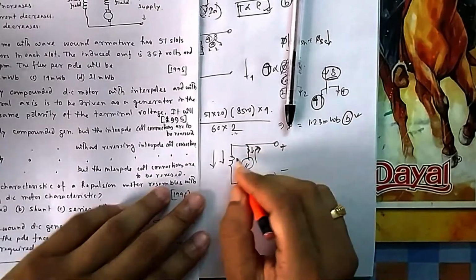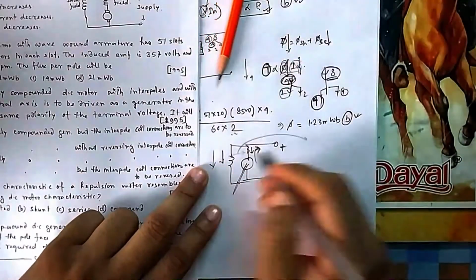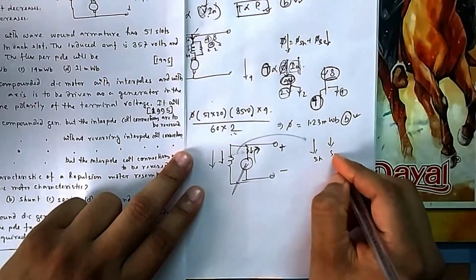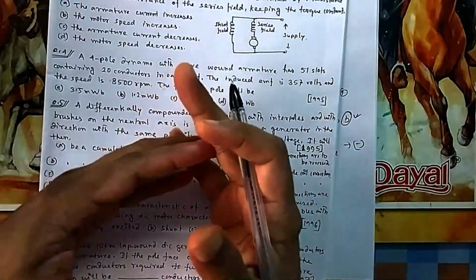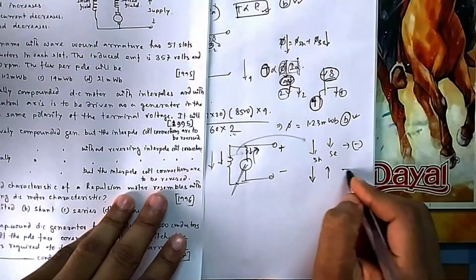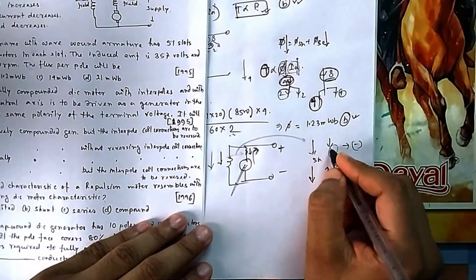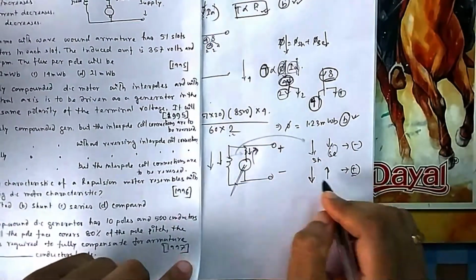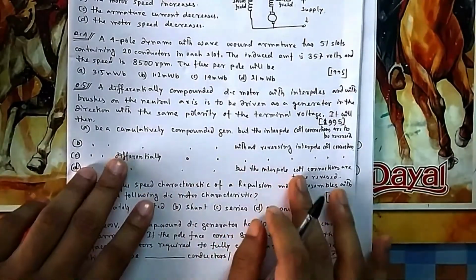Initially, your shunt is in this direction, series in this direction, then they were minus, because they are differentially connected, they are cancelling each other out. Now the shunt remains the same, but you change the series, so now they will add, because earlier this flux was opposing this. If you change the direction, then both fluxes will add to each other. So they will add, meaning it will obviously be a cumulatively compound generator. So either A or B.